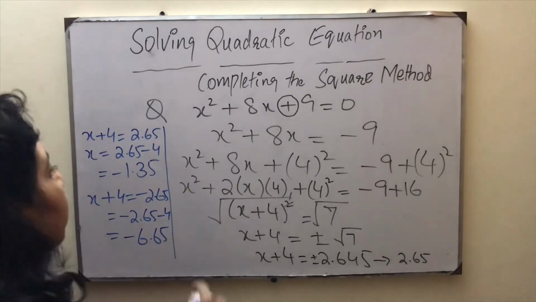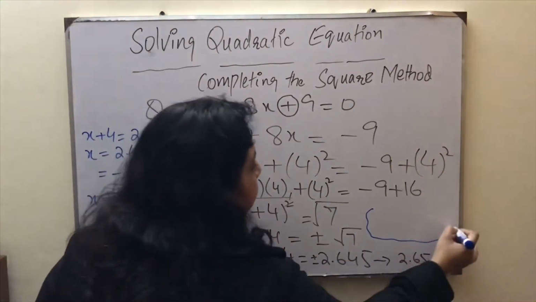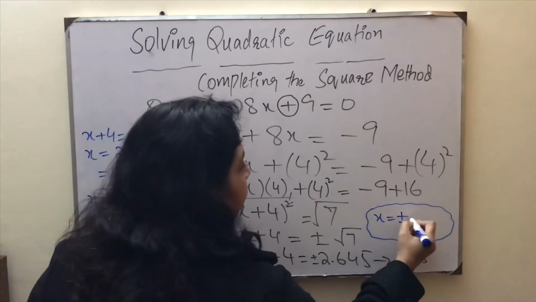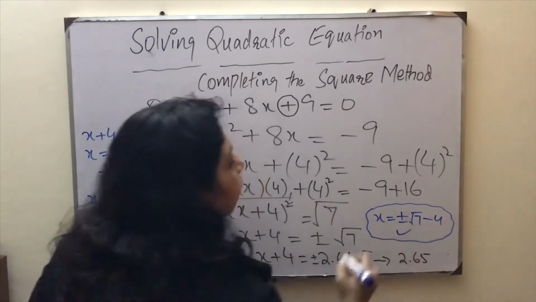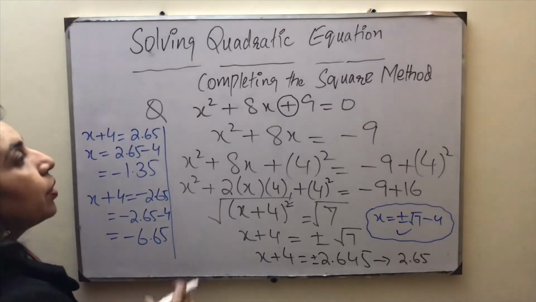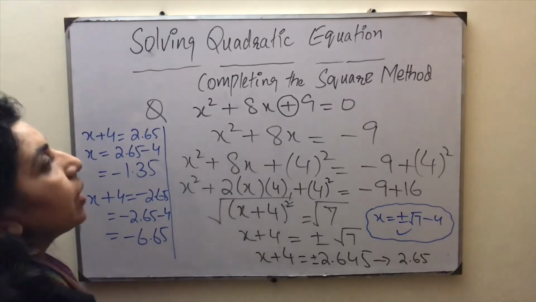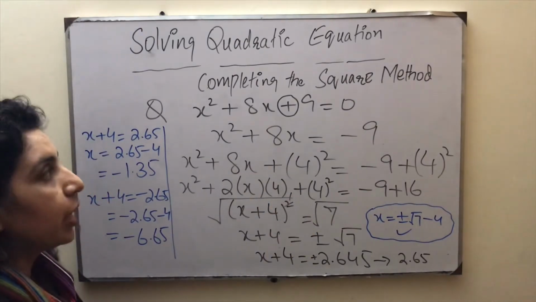These two answers are only possible with a calculator. Otherwise, if we don't have a calculator and we have to find the answer, we shall write the answer as x equals plus minus square root 7 minus 4, and we shall leave our answer here. So these roots are only possible with the completing the square method. We cannot find such roots with factorization.